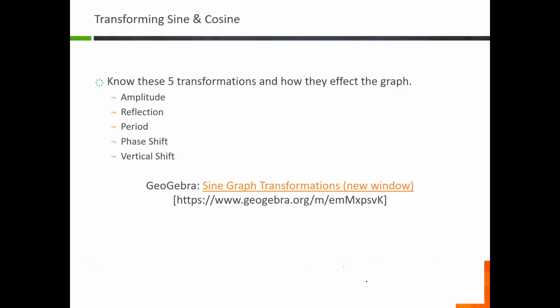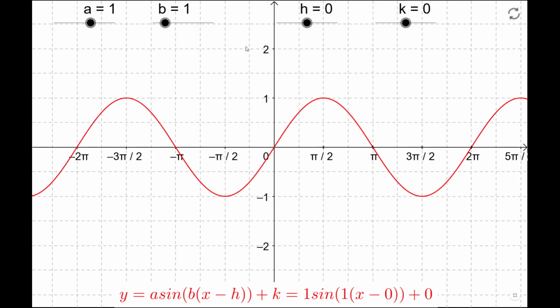All right, let's look at our transformations, and there's 5 that we're talking about. And again, these are the same transformations that you talked about in your algebra class. We're just giving them different names: amplitude, reflection, period, phase shift, and vertical shift. And just to explore this a little bit, I have another GeoGebra graph that we can look at. There are several ways we could write the formula for these graphs, and I've tried to write one similar to what you saw in your algebra class. I'm just going to look at sine here. Cosine does the exact same thing.